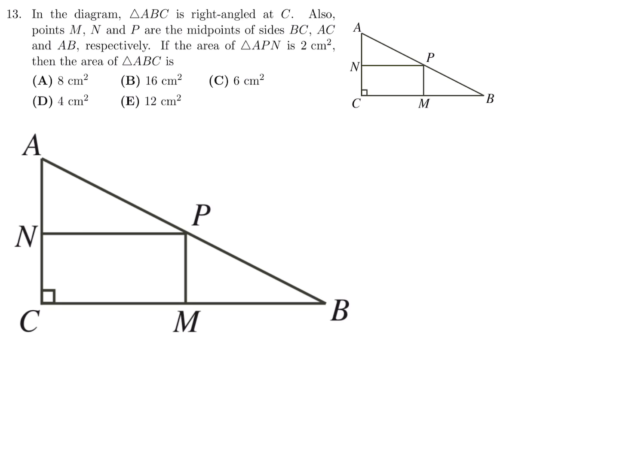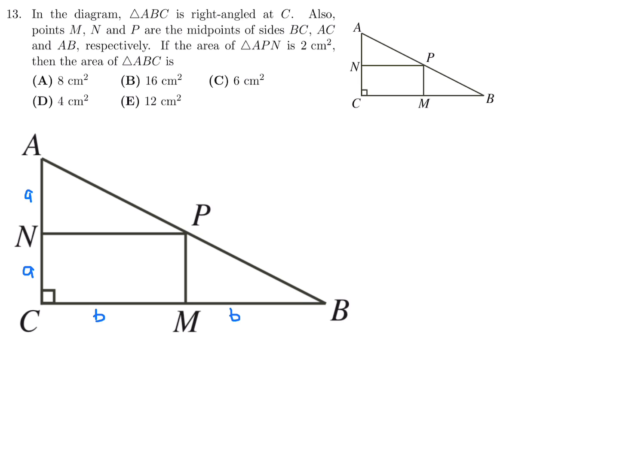So let's label this. Since N is the midpoint of AC, from A to N will be the same as N to C. So I'll just call that a and a. And since M is the midpoint of CB, or BC, same thing, the distance from C to M is the same as the distance from M to B. So I'll call that b and b.